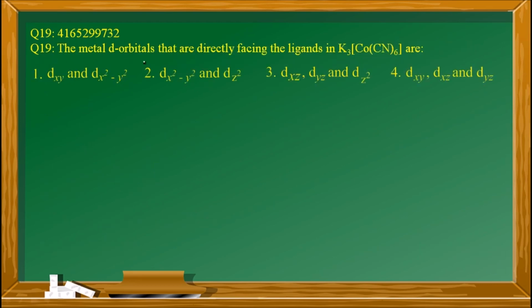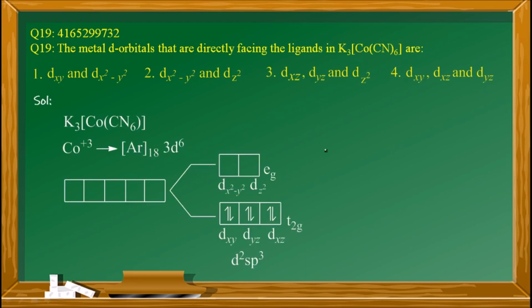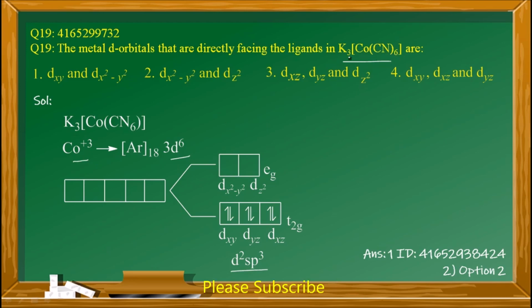Next, question number 19. The metal d orbitals that are directly facing the ligands in potassium cobalt hexacyanate are, so what is the hybridization in this compound? Yes friends, this is d2sp3. In d2sp3, how are they going to arrange? d6 electrons will be there, that is cobalt plus 3 oxidation. What is the oxidation of this cobalt? Yes, cyanide is 6, that means minus 6, and potassium is plus 1 into 3, that is 3 electrons coming from this potassium, and this cobalt is going to be in the form of plus 3. So plus 3 cobalt, the electrons are going to arrange like this.